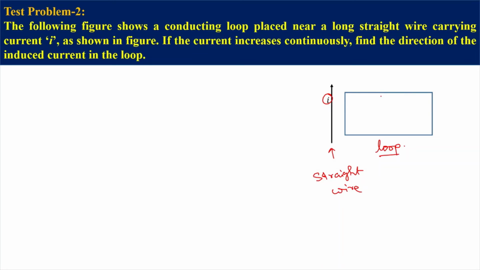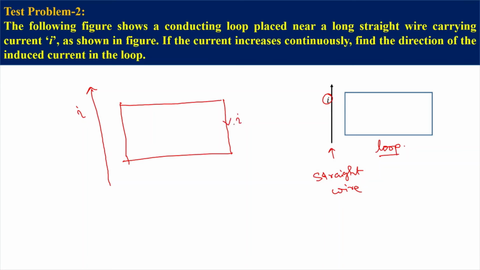Alright, so this is basically the problem in front of us. Let's just once again draw this loop. So this is my loop, and here is the straight wire carrying the current I. Now the question is, I don't know what is the direction of the current in the loop. So let us first put a direction of the current. Let's say the induced current be I prime, because this current is denoted by I.